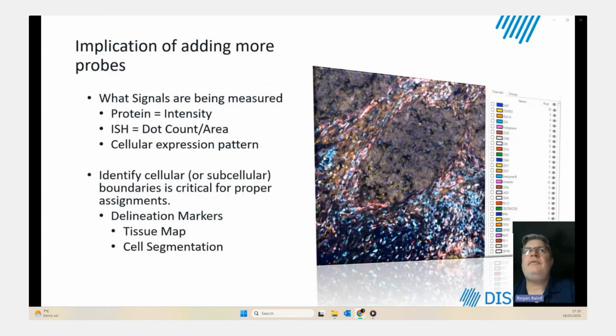Also, as you're considering moving from low to high plex, really consider what signals you're going to be measuring. If you're looking at protein, you're likely studying intensity. Those measurements will be sensitive to the saturation points of the detection systems that you're using. If you're doing ISH, please make sure that the fine focus on those instruments are able to detect dots. And also make sure that you're including the appropriate markers to delineate the different structures that you're interested in, whether those are mapping the tissue, cell segmentation, or even subcellular compartments.